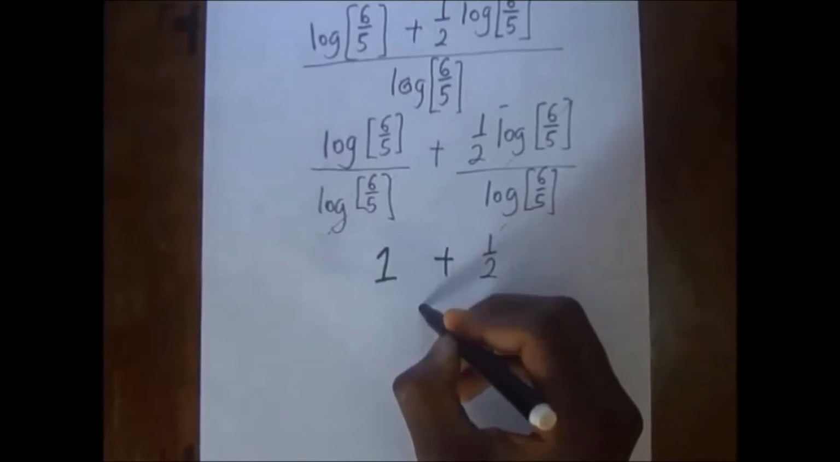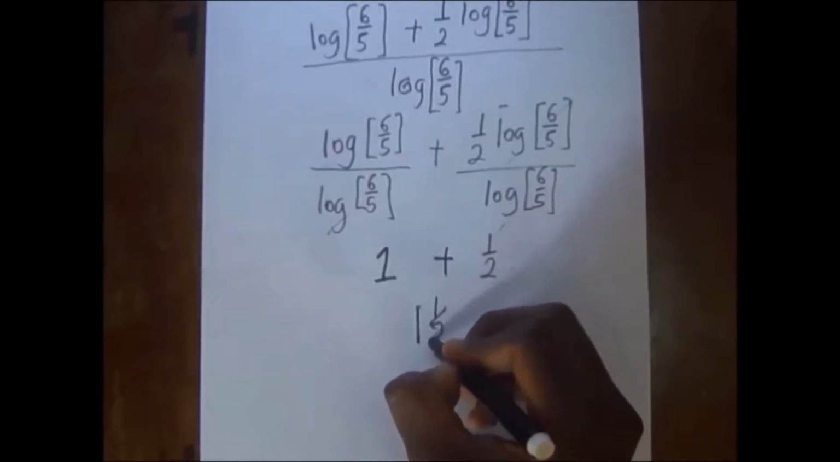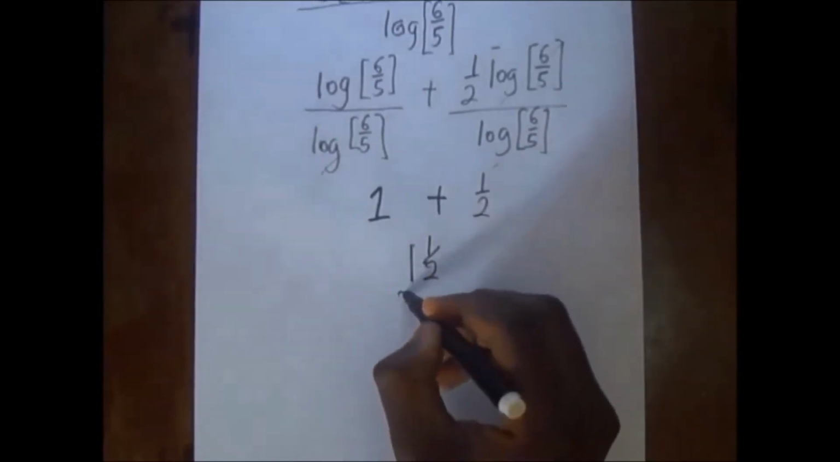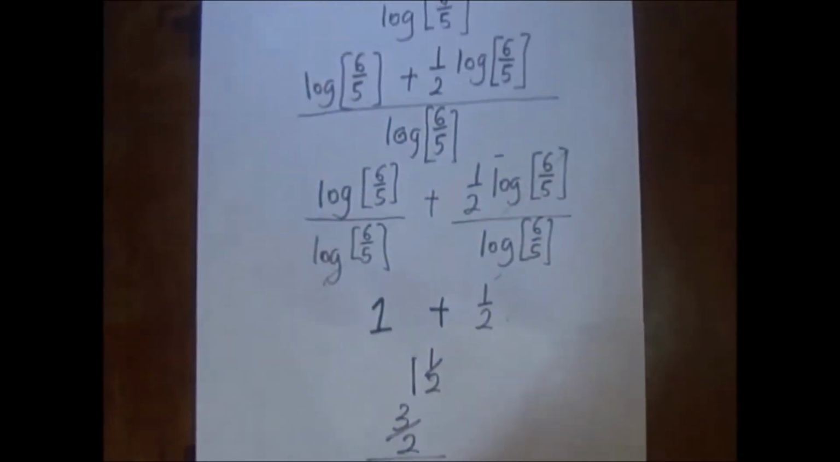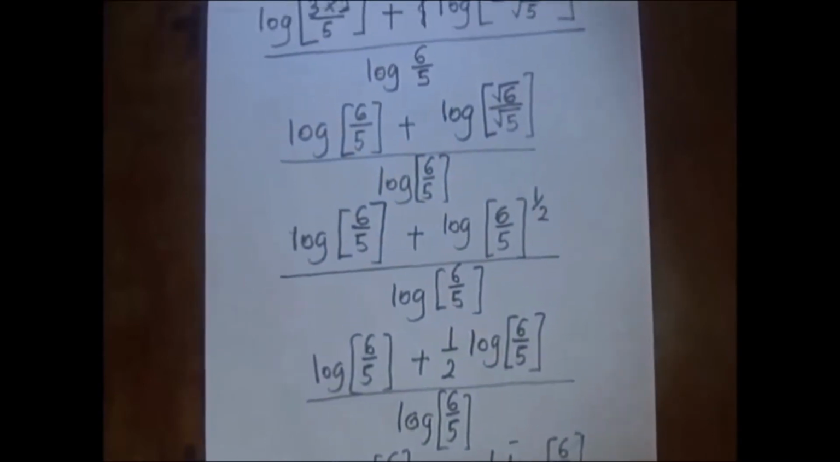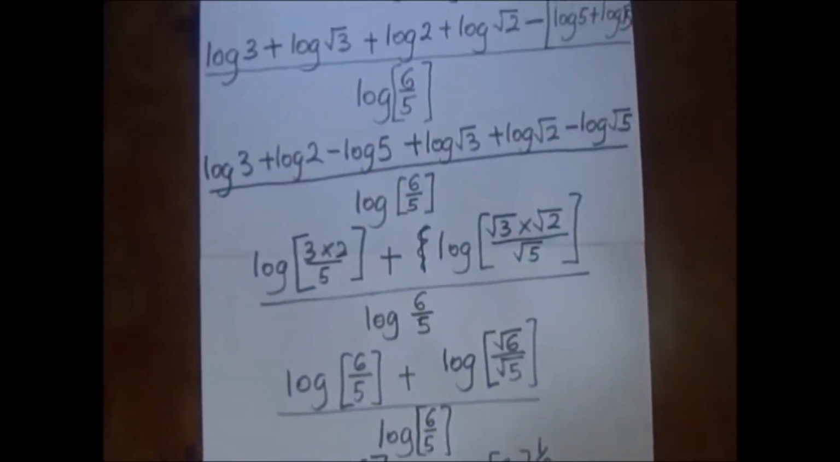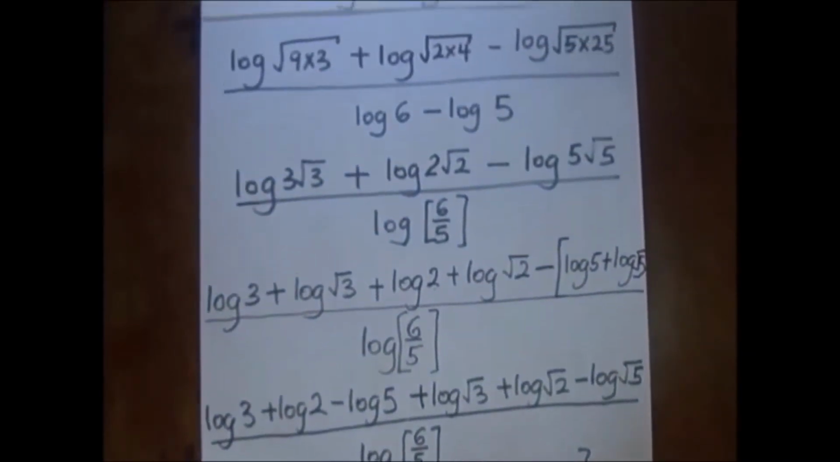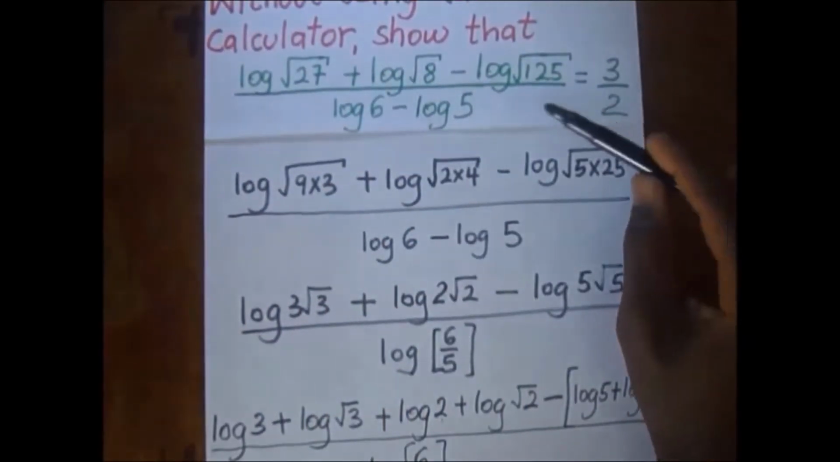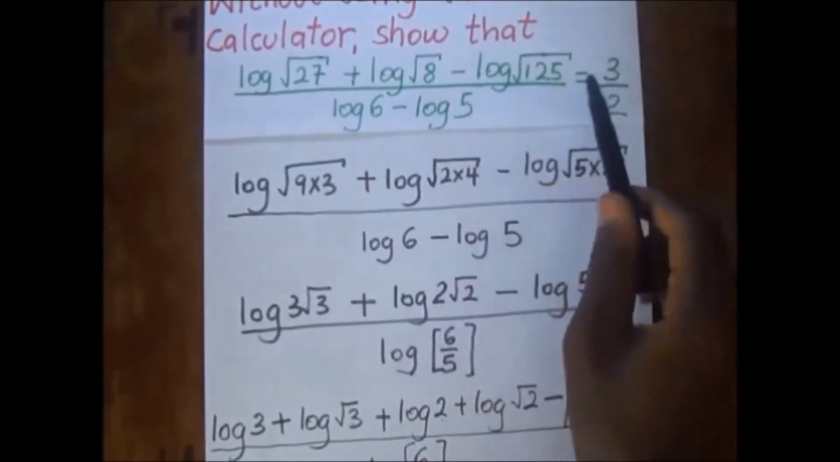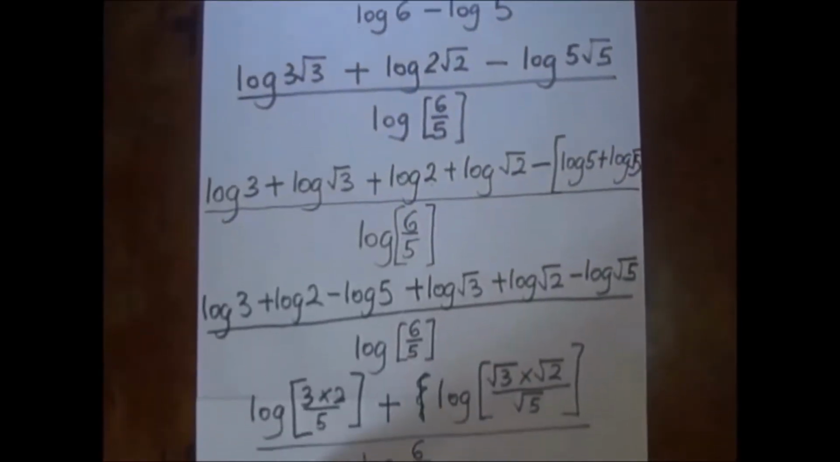So a half plus 1 is going to become 1 and a half, which is 3 over 2. So after getting our 3 over 2, we've indeed shown that we have proven our point. We have proven what we've been told. We've been told to prove that this is equal to 3 over 2. And from calculating from this side, we have gotten our final answer as 3 over 2. So after getting our answer as 3 over 2, that marks the end of this video.